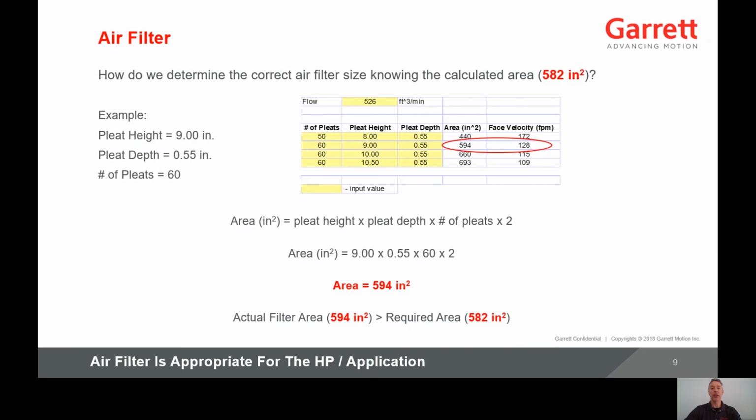Now that we have the required calculated area for the filter, we need to determine the correct filter to use for the application. In the chart to the right are some specifics on number of pleats, pleat height, pleat depth for some common filters. So for our example, we're going to use the pleat height of 9 inches, pleat depth of 0.55 inches, and number of pleats of 60. To calculate the area of this filter, you take the pleat height multiplied by the pleat depth times the number of pleats, and then multiply that by 2, since there are 2 sides to the pleats. Multiplying these together, the area equals 594 square inches. Considering that 594 square inches is greater than our 582 square inches for the required filter, this filter is appropriate for the horsepower and the application.